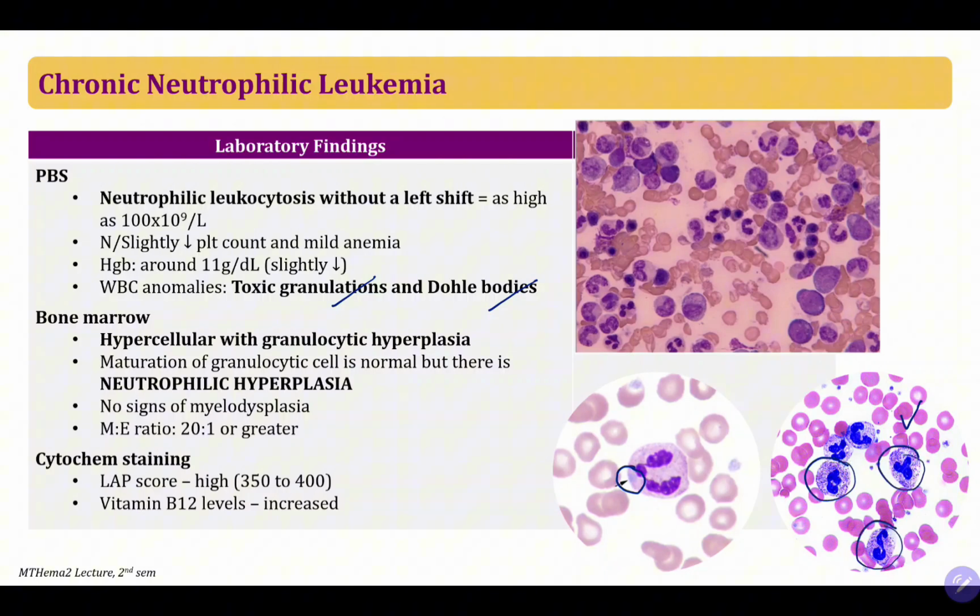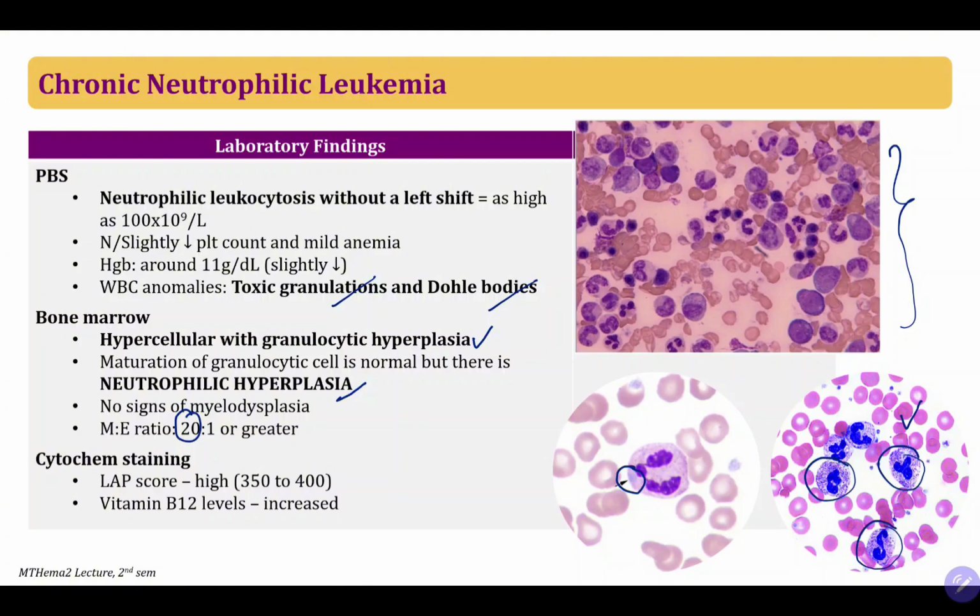Now, in the bone marrow of patients with CNL, it could be described as the presence of hypercellularity with granulocytic hyperplasia, and maturation of granulocytic cells is normal, but there would be increased production of your neutrophils, leading to neutrophilic hyperplasia. There could be no signs of myelodysplasia, and the myeloid erythroid ratio is 20:1 or greater. So, mas malaki yung myeloid. Now, we can also use cytochemical staining in the diagnosis of your CNL.